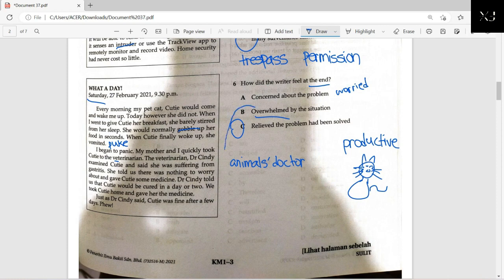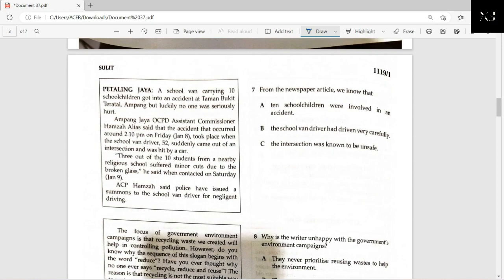Okay, overwhelmed. When would you feel overwhelmed? For example, as a student, when you have a lot of things to do. Maybe you have 5 projects and 10 assignments that you need to hand in by next week. And you haven't started on any of them. Obviously, you'll panic. You'll feel overwhelmed. You feel like, oh, your brain is going blank already. That's what overwhelm means. Okay, next.